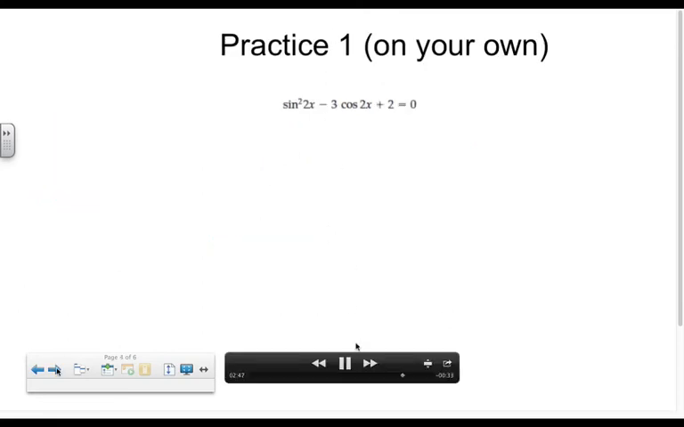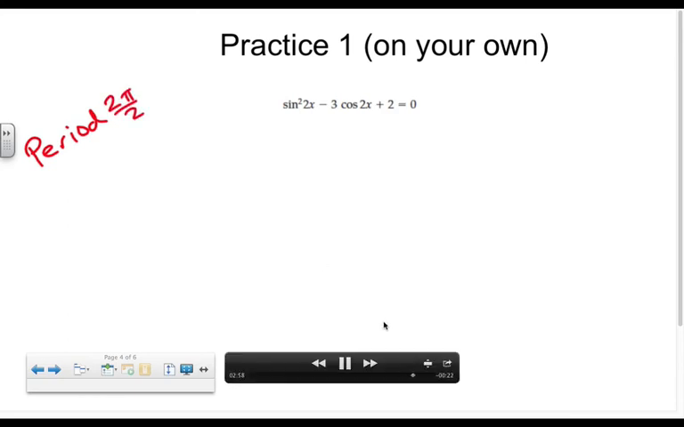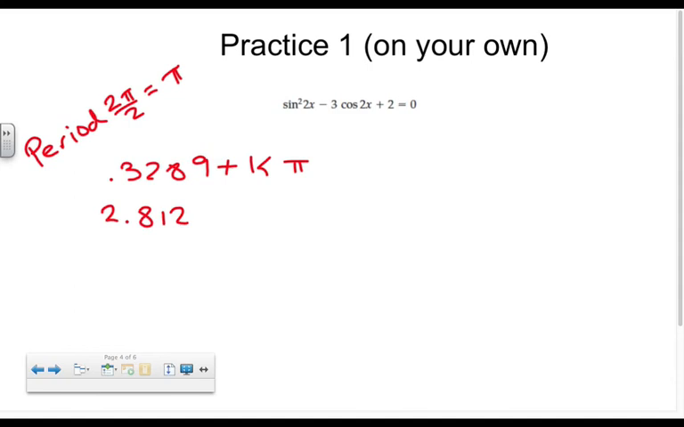Okay, practice 1. This one looks a little weird because it has the sine squared. To put that in a graphing calculator, you do parentheses sine 2x parentheses squared, and you can finish it from there. Other than that, it works exactly the same as everything else. Your period is still 2 pi over 2, so the period in this case is pi. I plug it in my graphing calculator and find there are actually 2 solutions: 3.3289 plus k pi and 2.812 plus k pi.